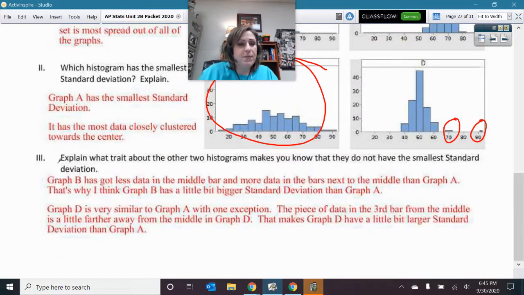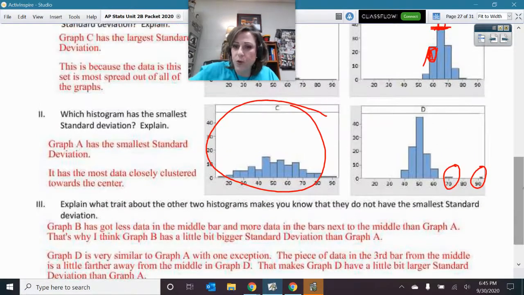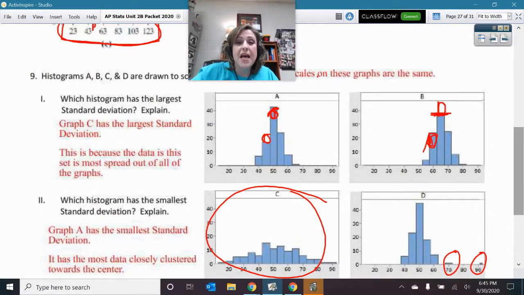All right. Explain what other trait about the other two histograms makes you know that they don't have the smallest. I kind of did that already. D, of course, has these upper outliers. And I already talked to you about B not having this right here, some more that were in the bar beside the middle, not the most in the middle.